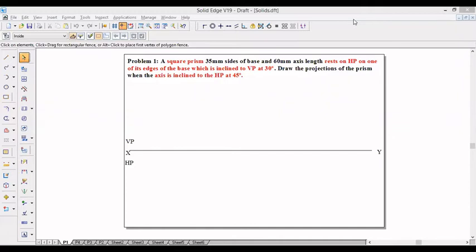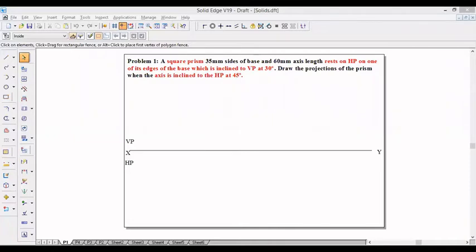Let us start some problems on solids, projection of solids. As an example problem, we are discussing problem number 1. A square prism, 35 mm sides of base and 60 mm axis length, rests on HP on one of its edges of the base, which is inclined to VP at 30 degrees. Draw the projection of the prism when the axis is inclined to HP at 45 degrees.